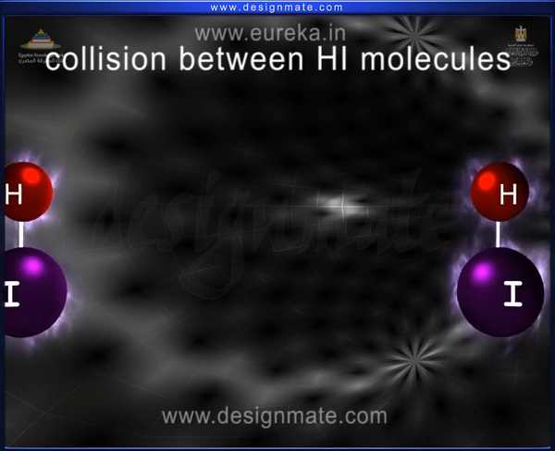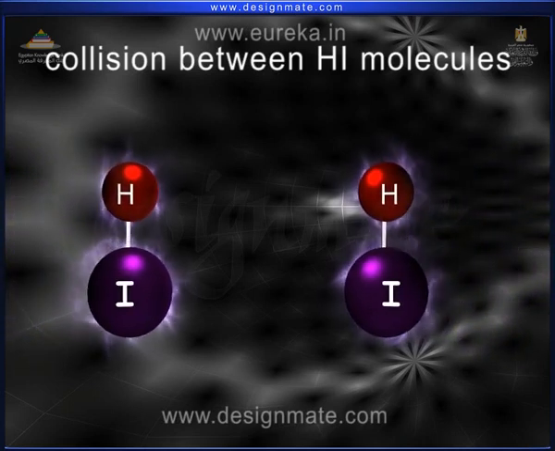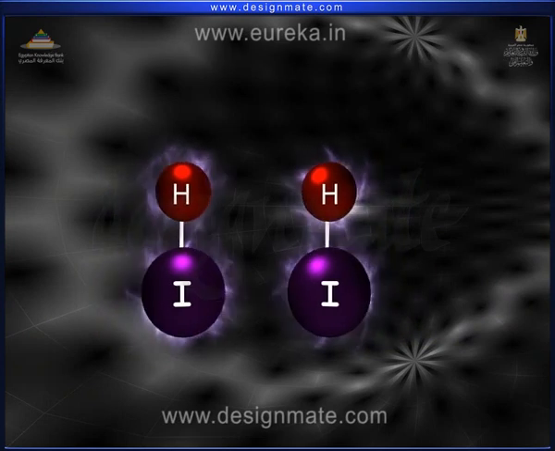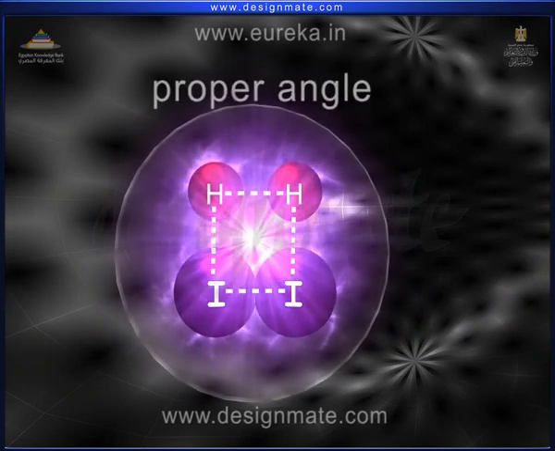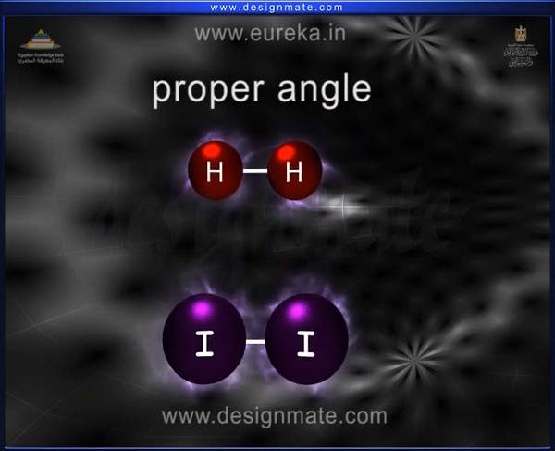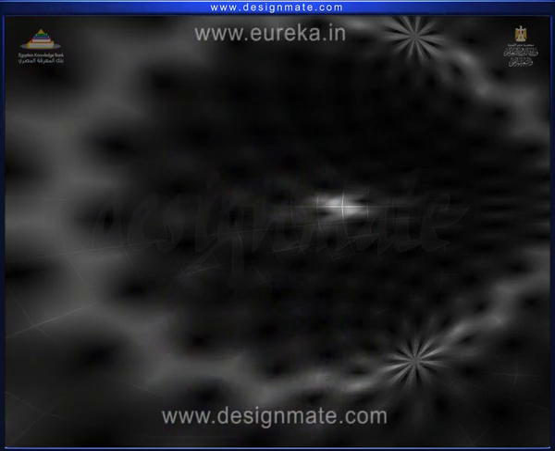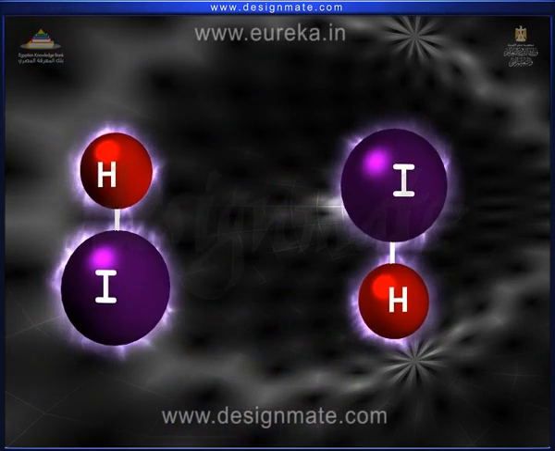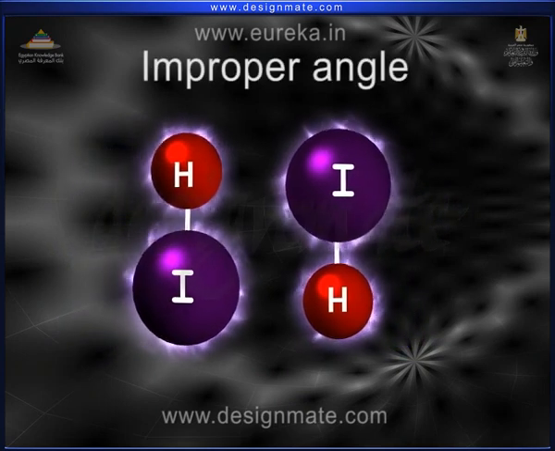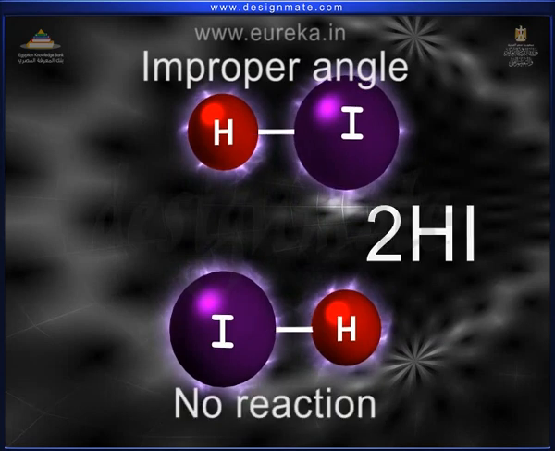Let us consider the collision between HI molecules. If these molecules collide with sufficient energy at a proper angle, they will produce H2 and I2. If they collide at an improper angle, the reaction would not occur.